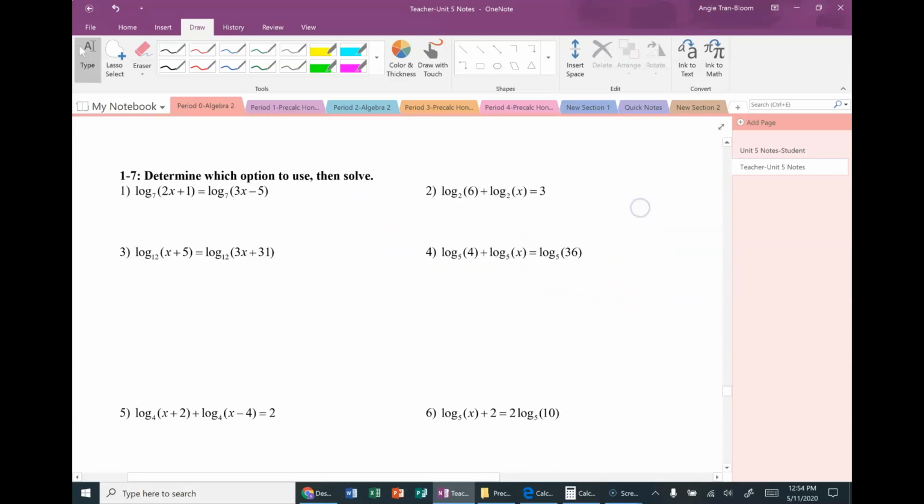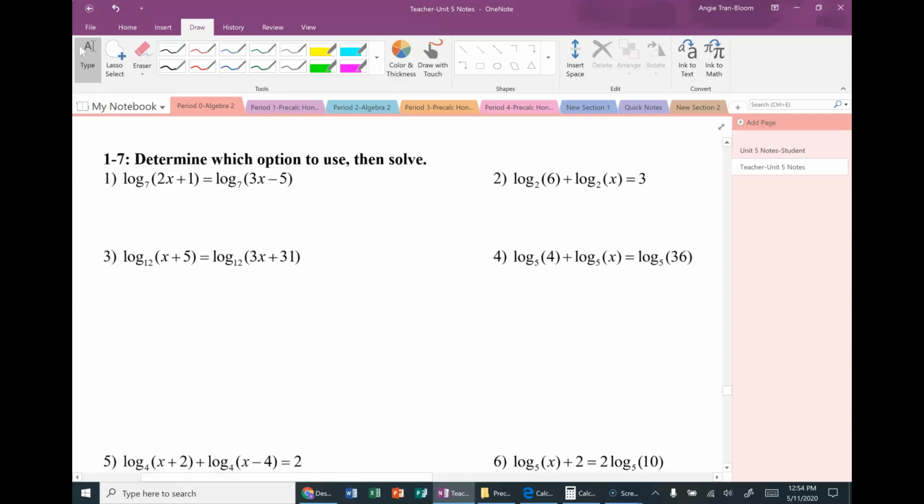So we are going to try to do these first 7 questions over here. Examples 1 to 7: determine which option to use and then solve. Number 1 has 2 logs. The bases are exactly the same, so you can drop log base 7 from both sides. That means all you have left is 2x plus 1 equals 3x minus 5.